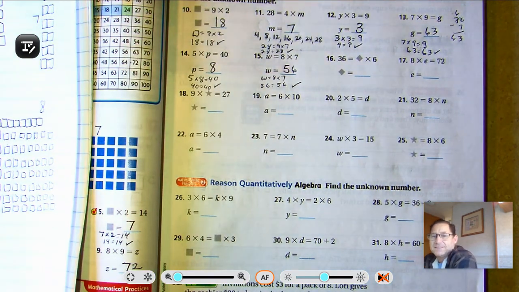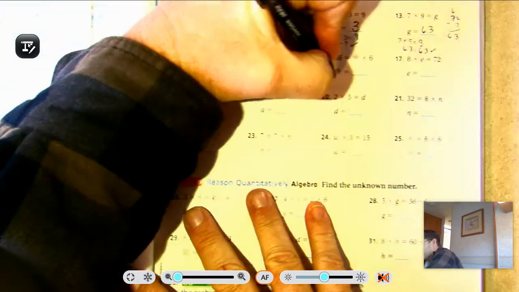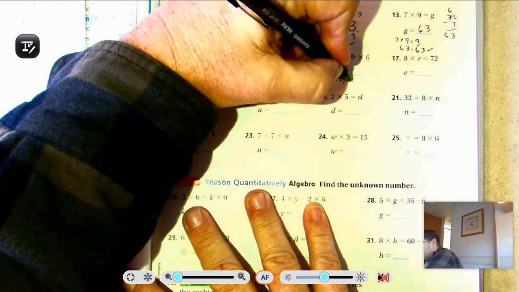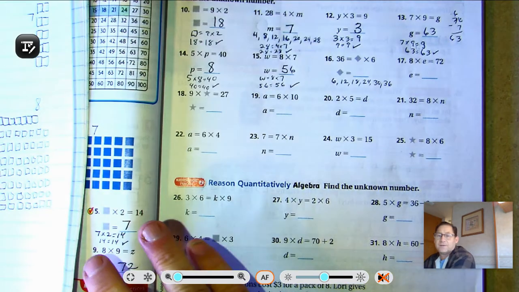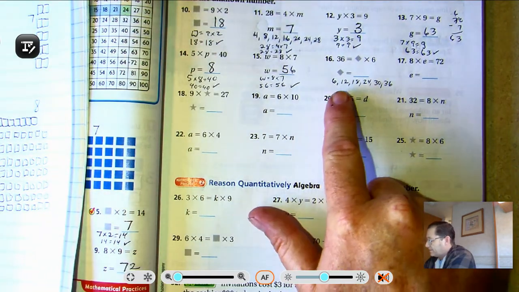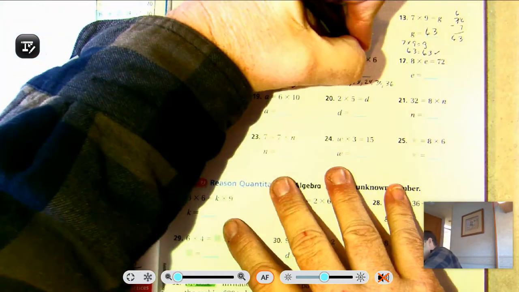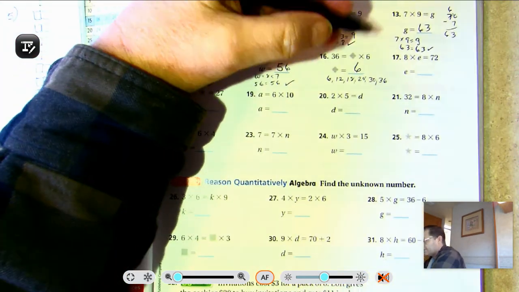Some number times 6 is 36. 6, 12, 18, 24, 30, 36. I skip counted 6s, 2, 4, 6 times. So the rhombus is 36.